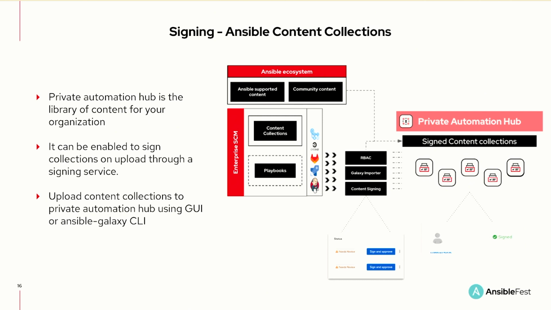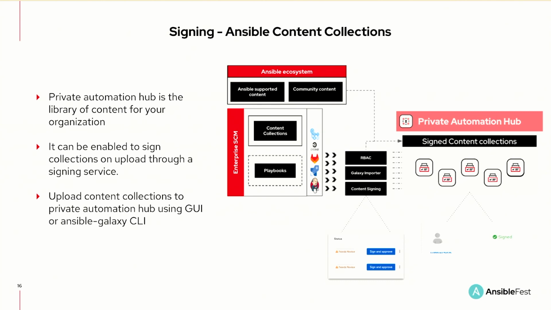Ajay talked about that. The idea that you can pull open source or community content in your organization, that is an attack vector, and that's where the signing capabilities of private automation hub comes into picture, because any collection that you pull into the private automation hub, you have the capability to sign them now, and that's how the community content can have a chain of custody or can become a bit more secure.